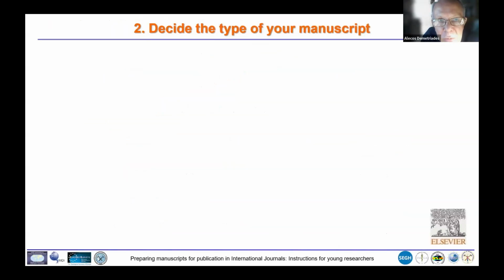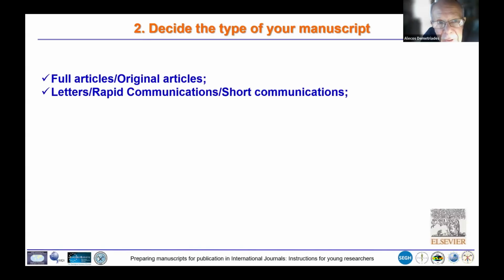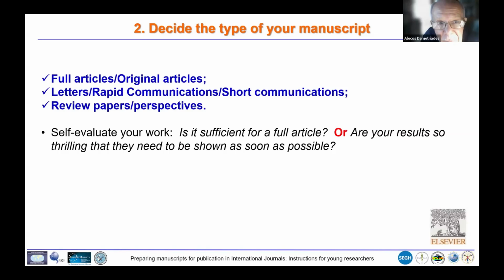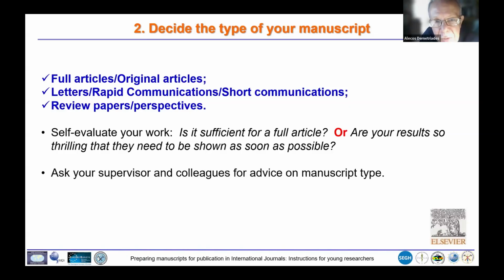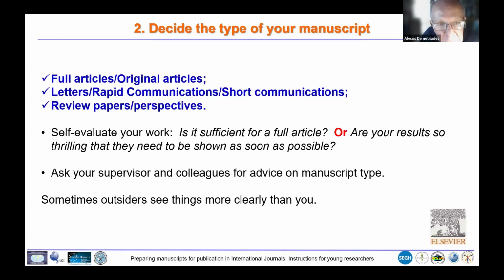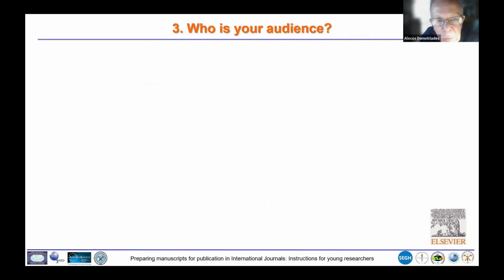Decide the type of your manuscript. Full articles, original articles, letters, rapid communications, short communications, review papers, perspectives. Self-evaluate your work. Is it sufficient for a full article, or are your results so thrilling that they need to be shown as soon as possible? Ask your supervisor and colleagues for advice on manuscript type. Sometimes outsiders, as I said before, see things more clearly than you.